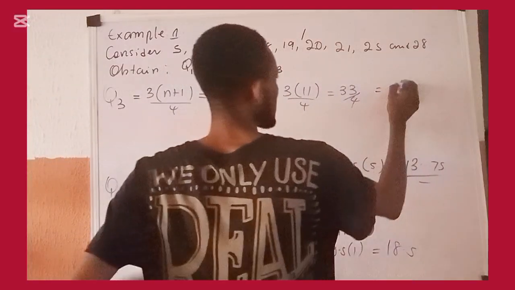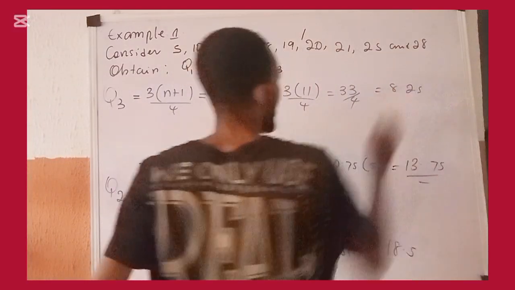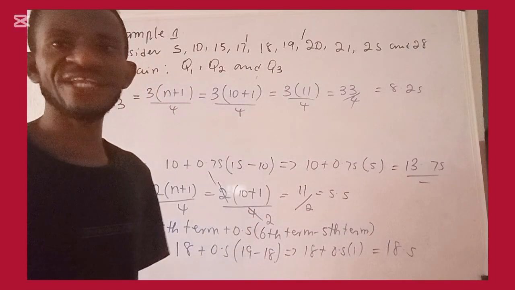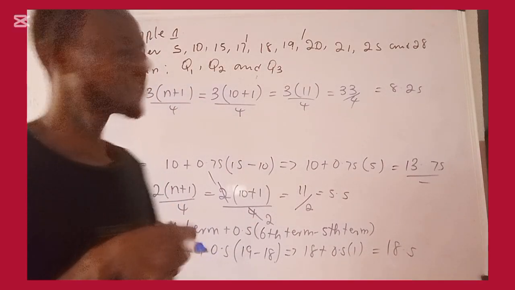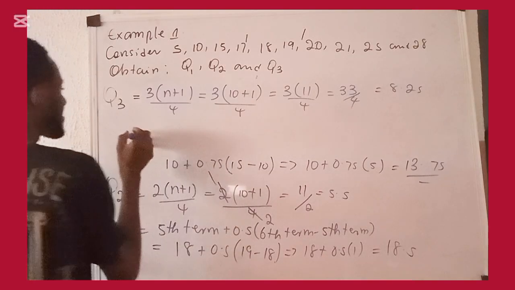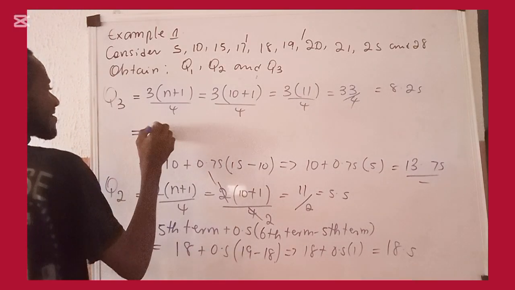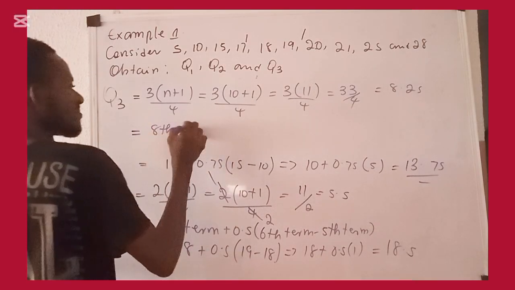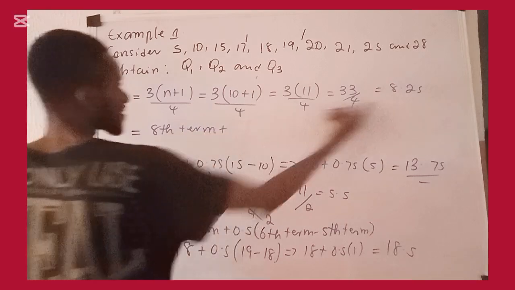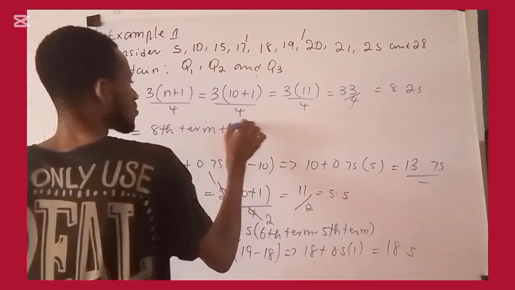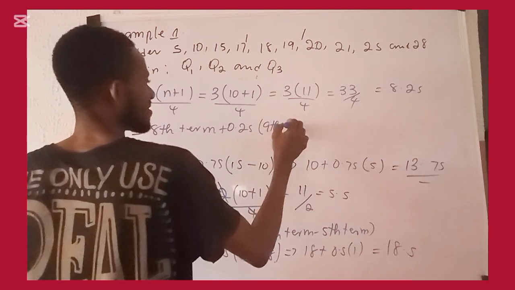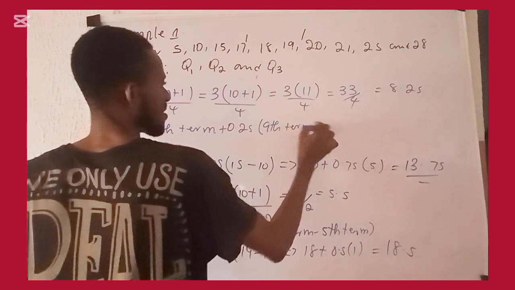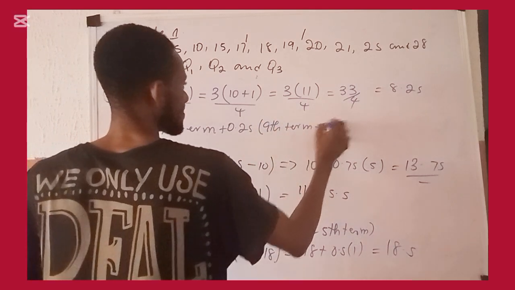So this is 8.25. This 8 here is telling you about the 8th term. Okay? So what you're now going to see is that this is the same thing as the 8th term plus the fraction here, which is 0.25, and you open a bracket: the 9th term minus the 8th term.